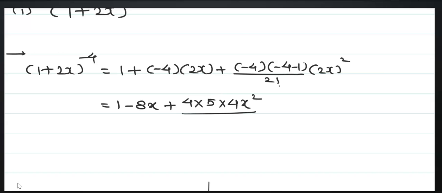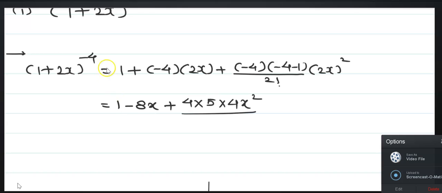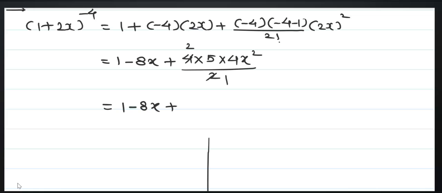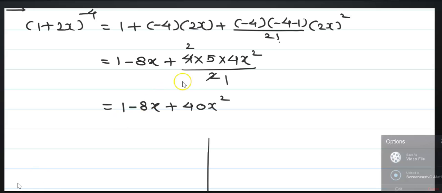Therefore, only the 3 terms were required here. That is 1 minus 4 into 2 minus 8x. Now the next is minus and minus. Overall, you will get a plus. That is 4 into 5 into 4x square upon 2 factorial, which means 2. Now after simplifying, you will get 1 minus 8x plus 40x square. Now this is the simplification: 1 minus 8x plus 40x square.